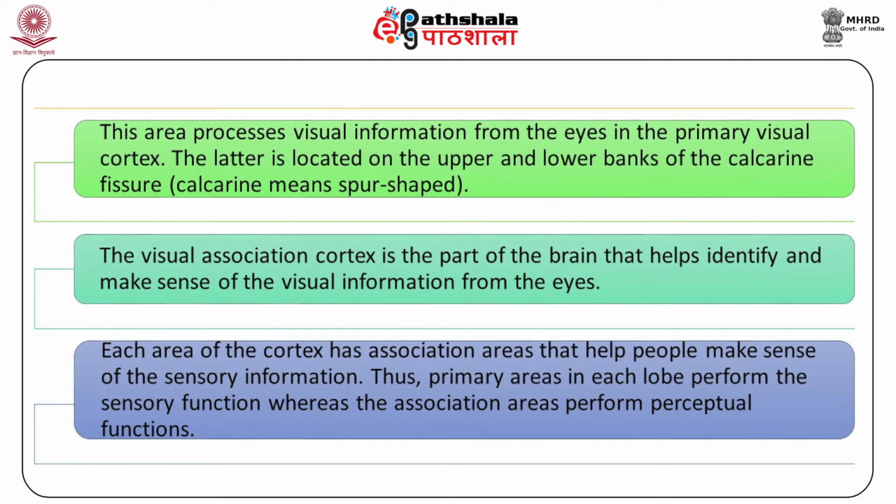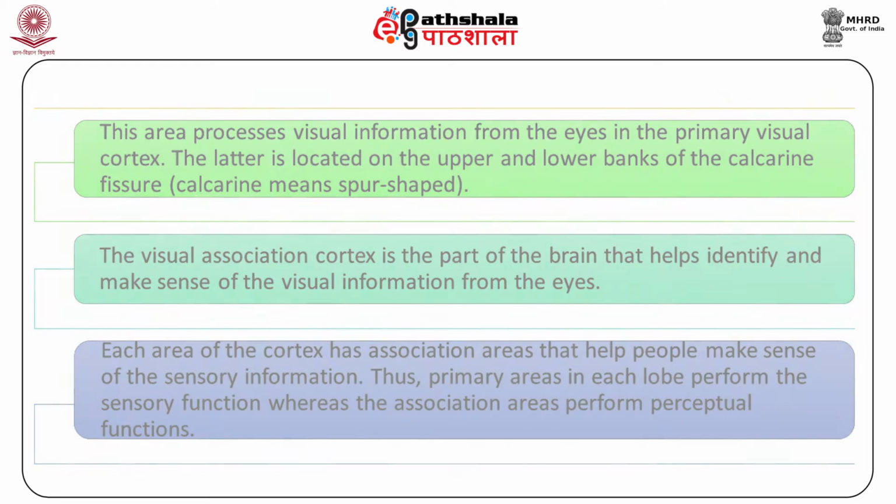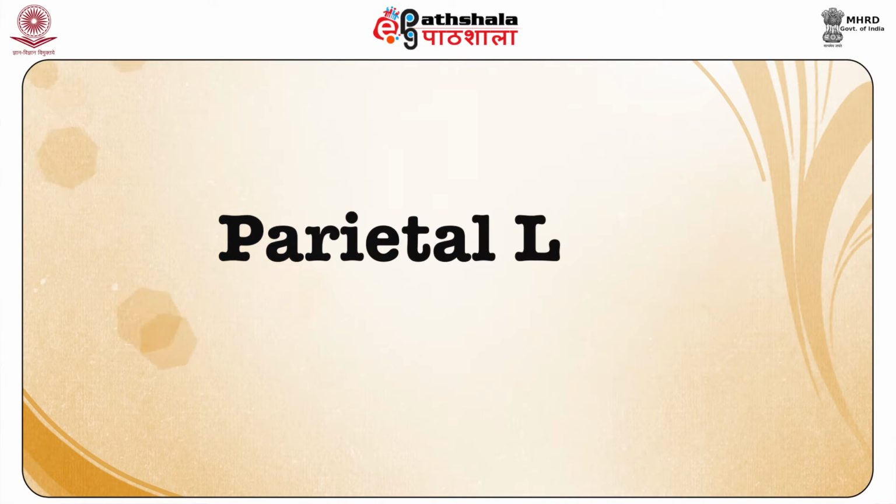Each area of the cortex has association areas that help people make sense of the sensory information. Thus, primary areas in each lobe perform the sensory functions, whereas the association areas perform perceptual functions. Second is the parietal lobe.